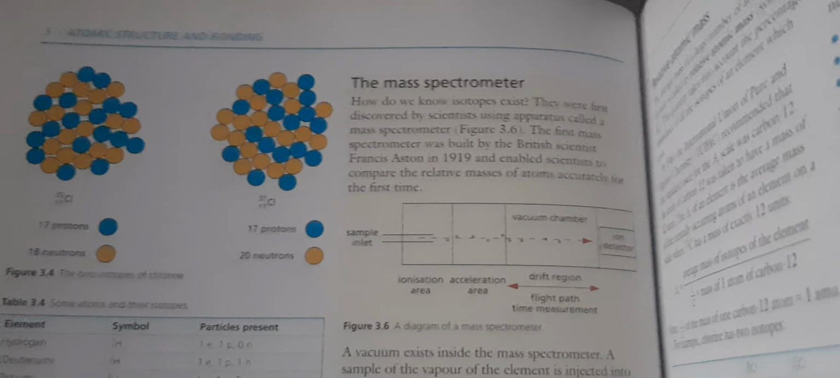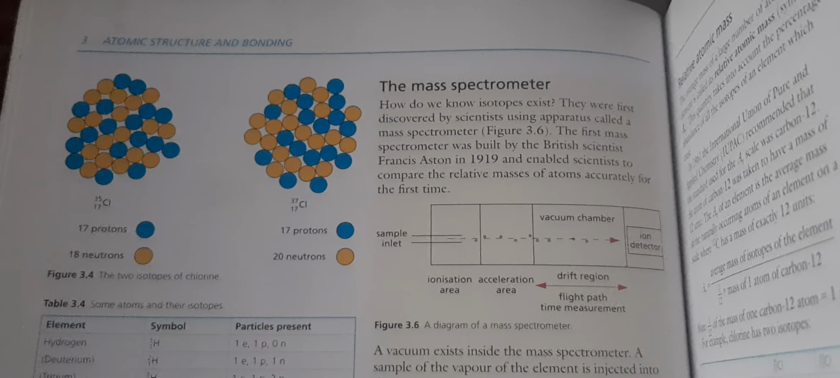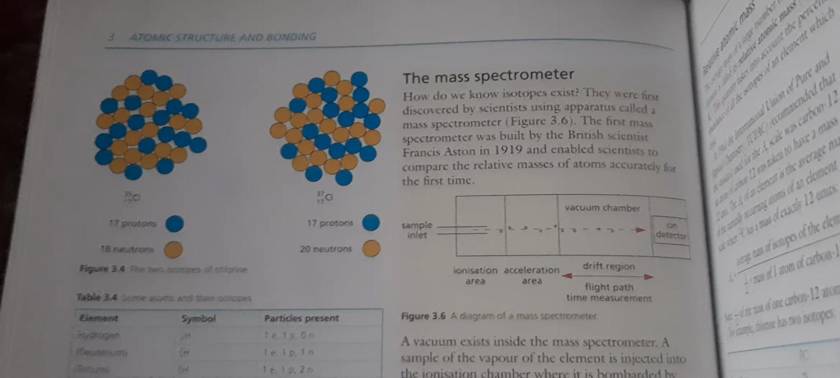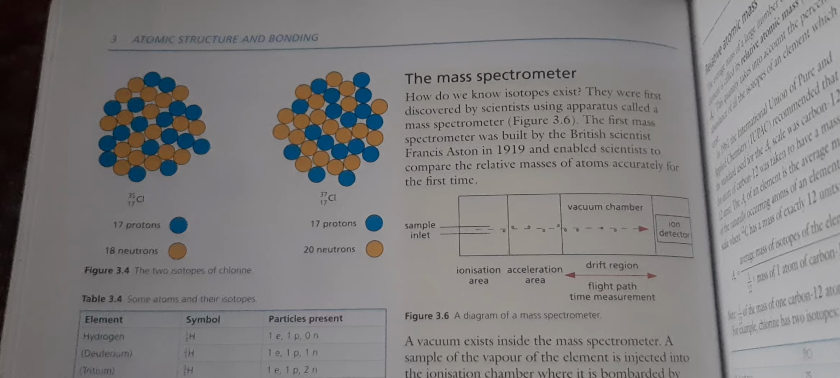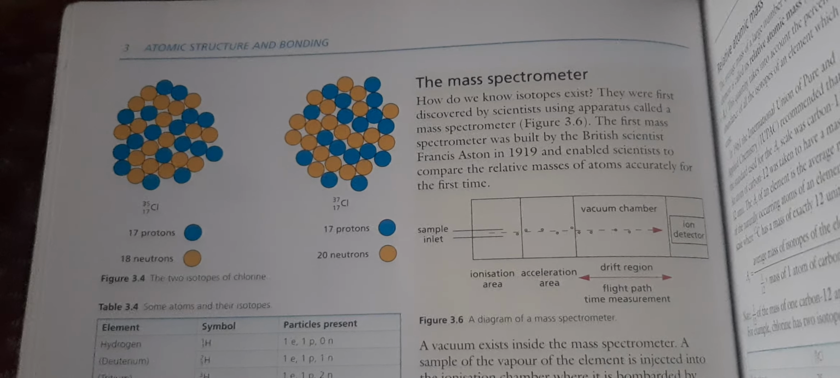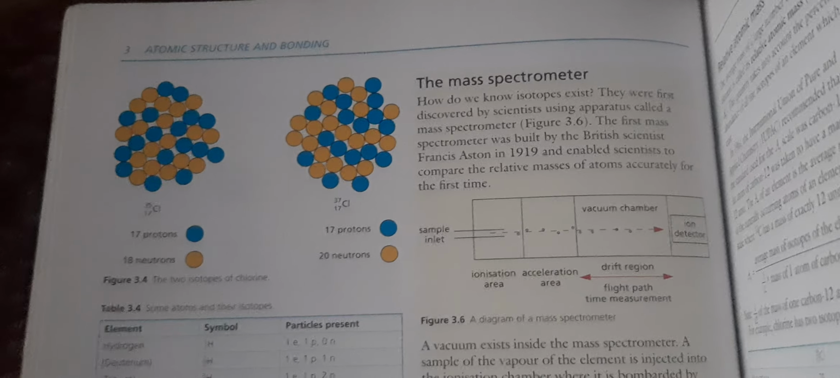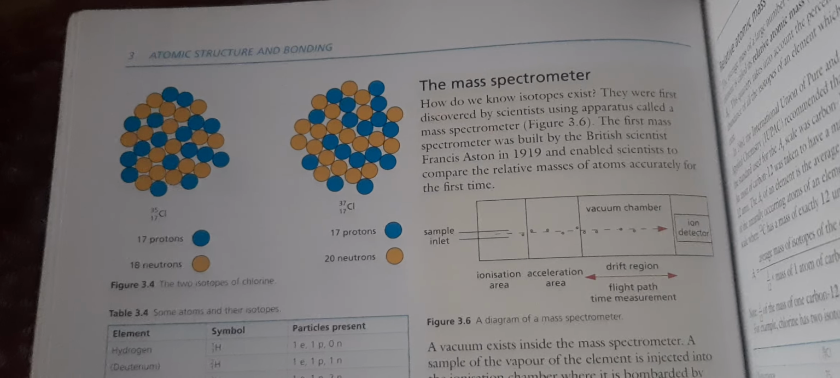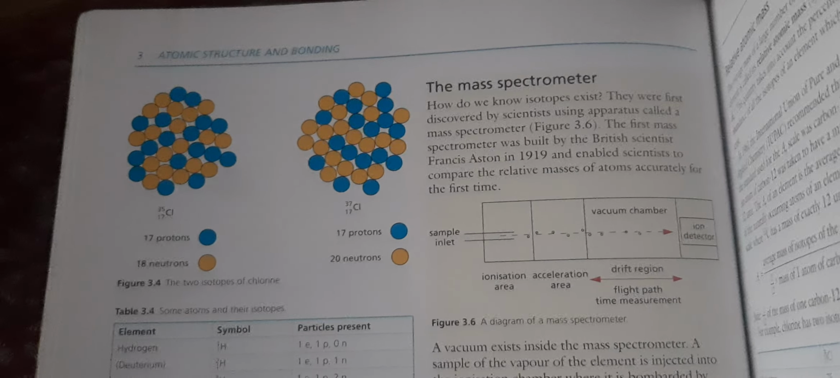It is a basic explanation of the mass spectrometer. How do we know isotopes exist? They were first discovered by scientists using an apparatus called a mass spectrometer. Figure 3.6: you can see the first mass spectrometer was built by the British scientist Francis Aston in 1919 and enabled scientists to compare the relative masses of atoms accurately for the first time.